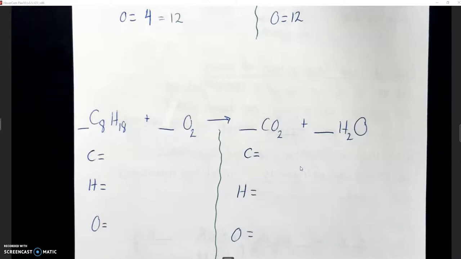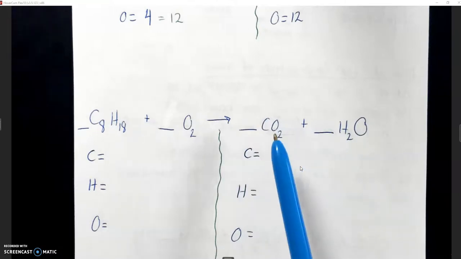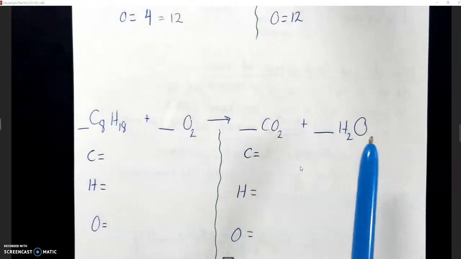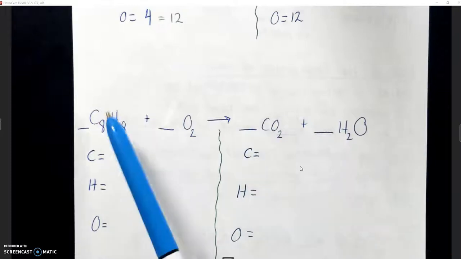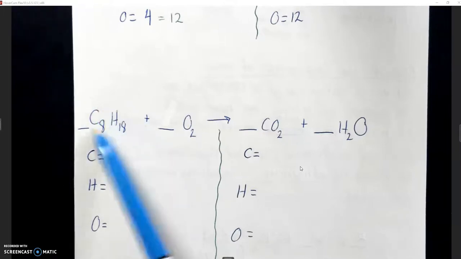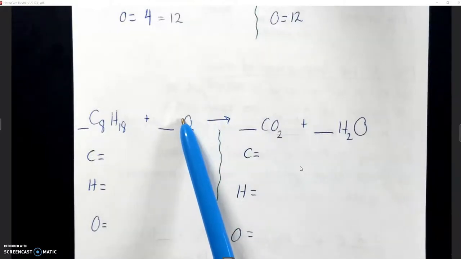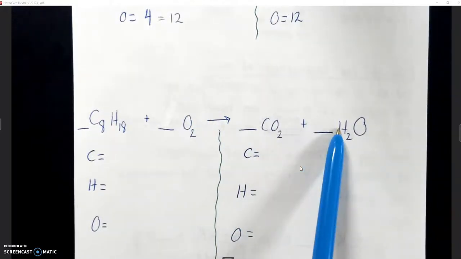What's really nice about combustion reactions, ladies and gents, is they always have the same products. It's always going to be CO2 and H2O at the end. No matter what type of hydrocarbon you have, it's going to react with oxygen, burning, and create CO2 and water.